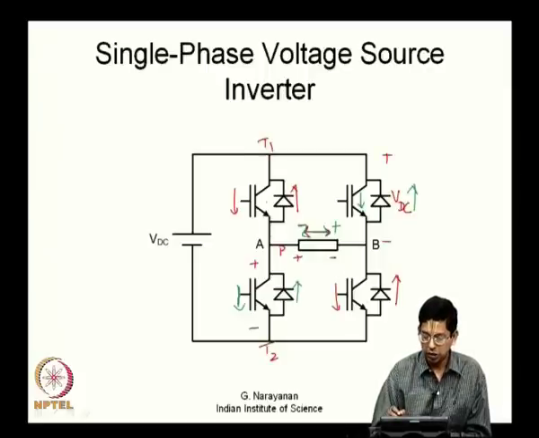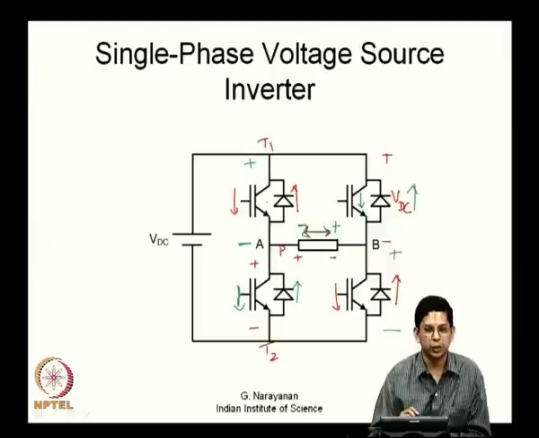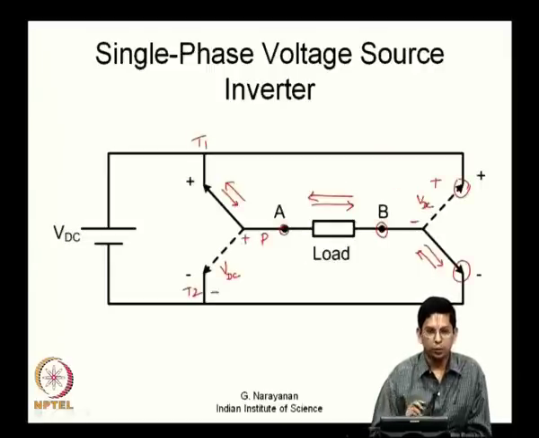So, this is connected to the positive bus, this is connected to the negative bus. So, this transistor is blocking a potential positive with respect to negative, and here again it is blocking a potential which is positive with respect to negative now. So, whatever we wanted here we are able to realize.